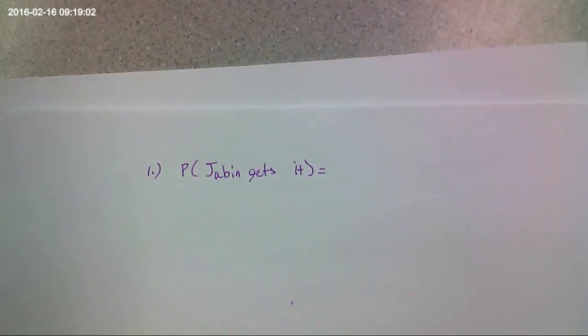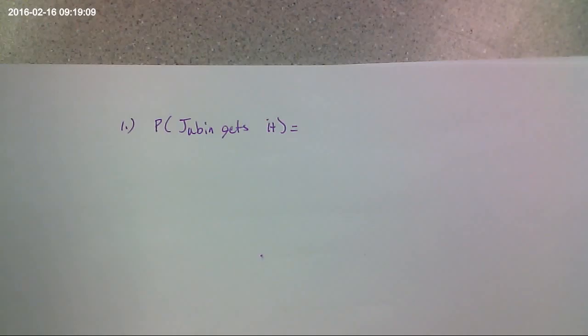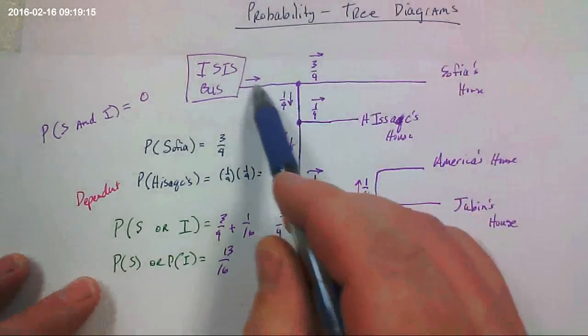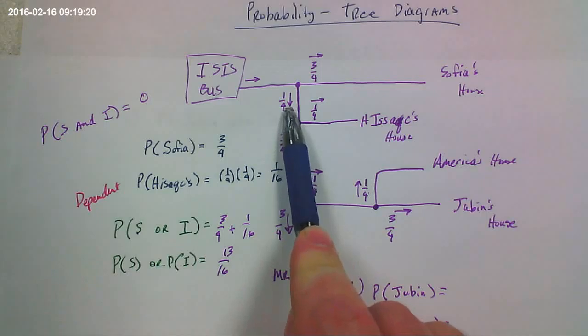All right. How'd you get that? A lot of multiplication, huh? All right. Let's take a look. In order for Jubin to get it, all of these things have to happen, correct? So we have to have a right-hand turn, which is a 1/4 probability. Oh, I hate my life.